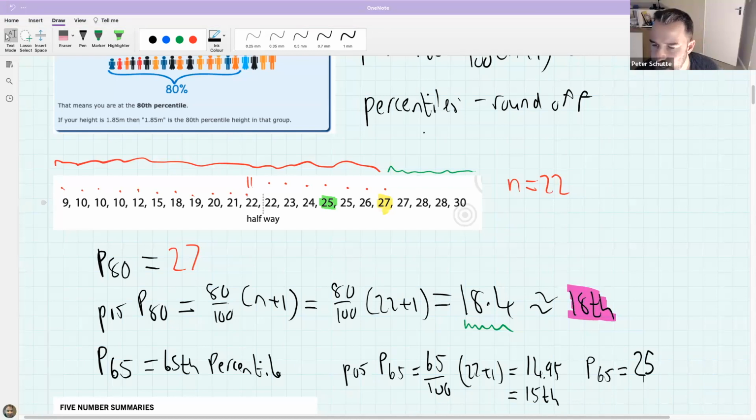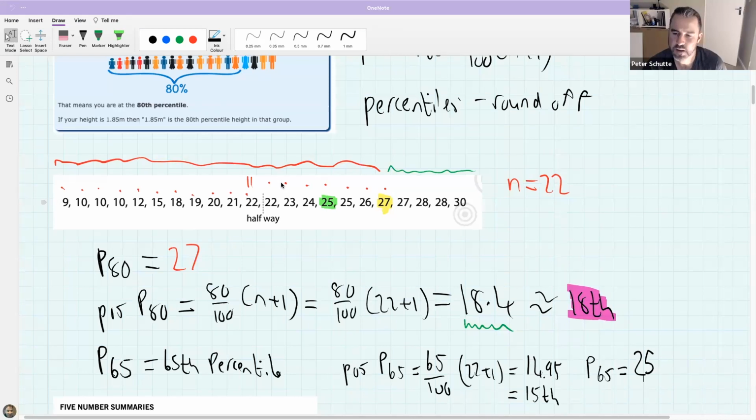Give me a thumbs up if you feel like you understand how percentiles work. Give me a thumbs down if you're still a little bit unsure or you want me to do another example. It's not too difficult. It's just I have seen this in questions, and it's important you understand the minor difference.